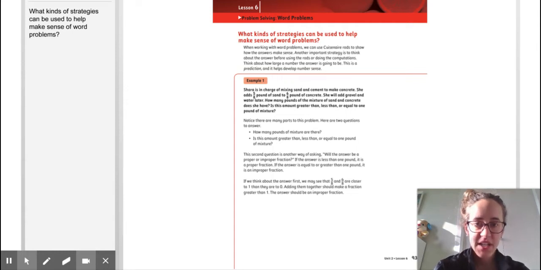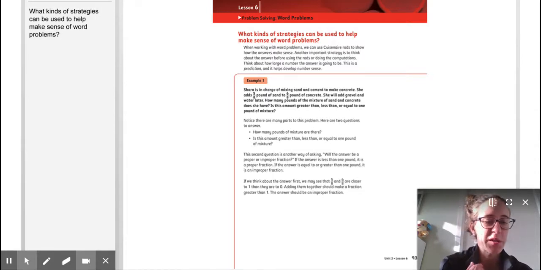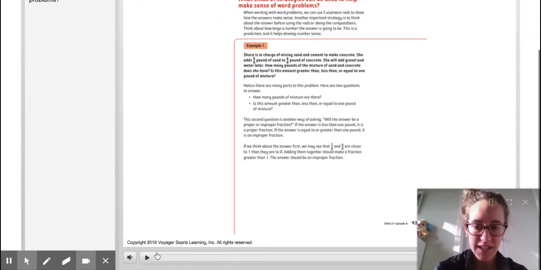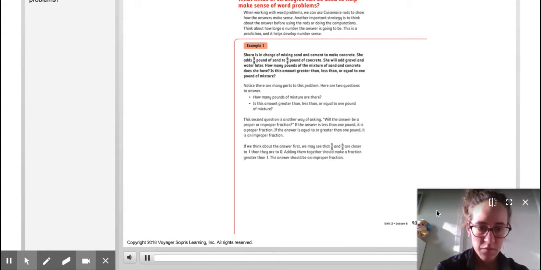All right, the second part of today's lesson is about applying what we've learned about adding and subtracting fractions to word problems. And this always gets a little bit trickier because it's not just explicitly given to us. We have to kind of decode things. We have to kind of look in the problem to figure out what they're asking for. So that's what we're going to practice today. What kinds of strategies can be used to help make sense of word problems?